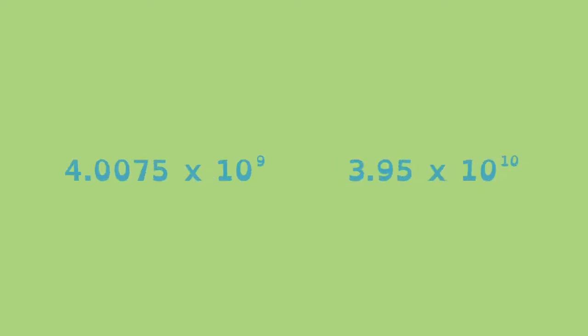To know for sure, you can count the digits, or you can use scientific notation. We can see that the number on the right will be bigger since it is multiplied by 10 to the power of 10, whereas the number on the left is multiplied by 10 to the power of 9.